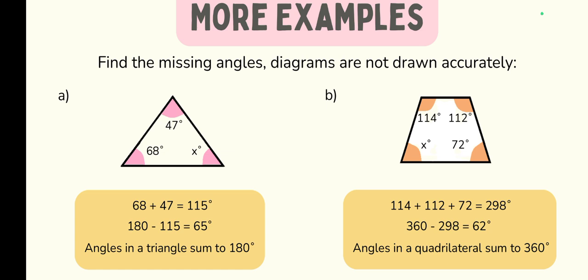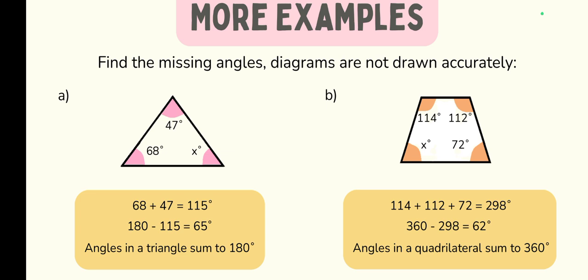So x plus 47 plus 68 will be equal to 180 degrees. 68 plus 47 is 115, so x plus 115 is equal to 180 degrees. Now x is equal to 180. This is in positive sign, so after it goes to the other side of the equals sign, it will be in subtraction. So 180 minus 115 will give you 65. So the missing x is 65 degrees. If you now add 65, 47 and 68, that will give you 180 degrees.